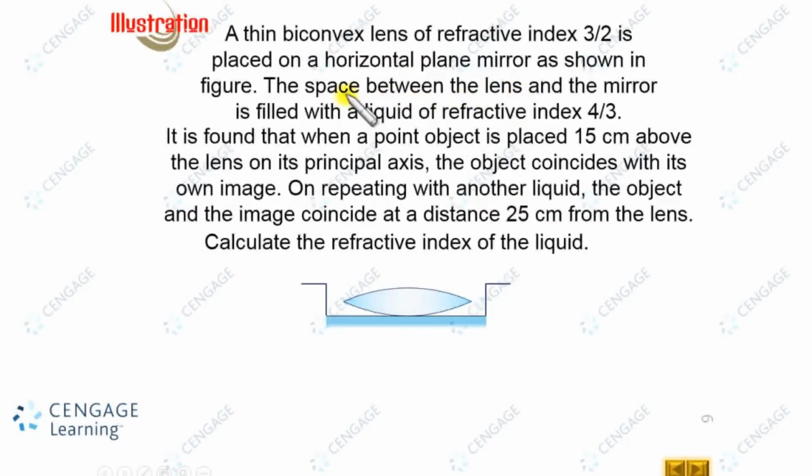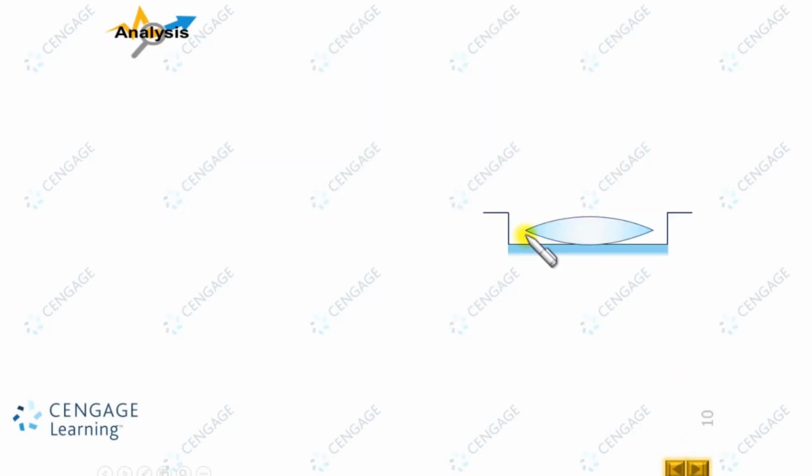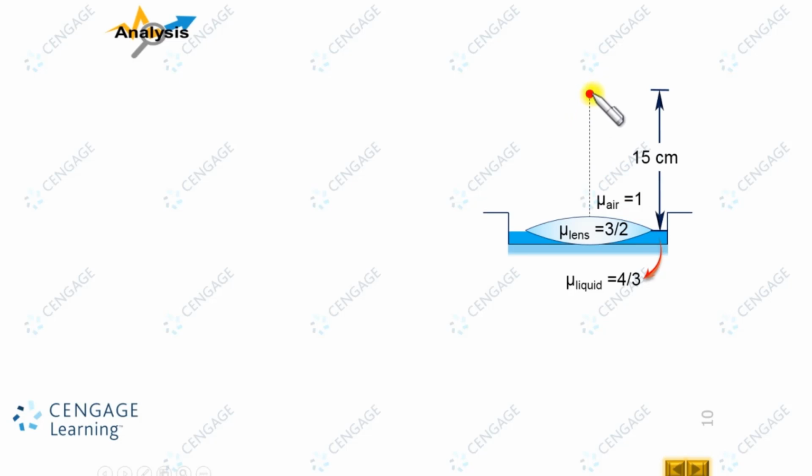This is the situation, and in the first part of the question, the space between the lens and mirror is filled with a liquid of refractive index 4/3. On top of the lens there is air, and the refractive index of air is 1, the lens has refractive index 3/2, and this liquid has refractive index 4/3. At a distance 15 centimeter from this lens on the principal axis, we have placed this object. At this distance, the object and image both are coinciding, right?